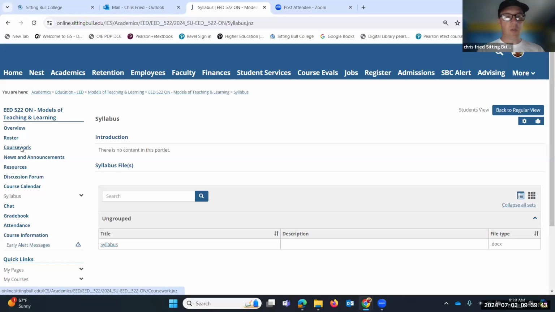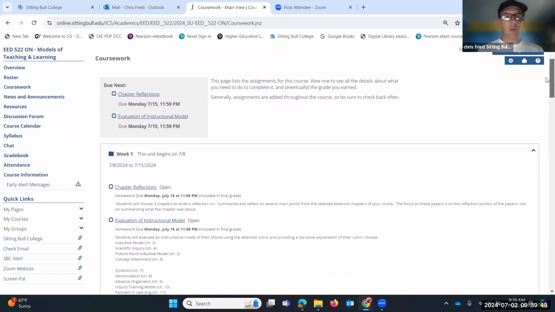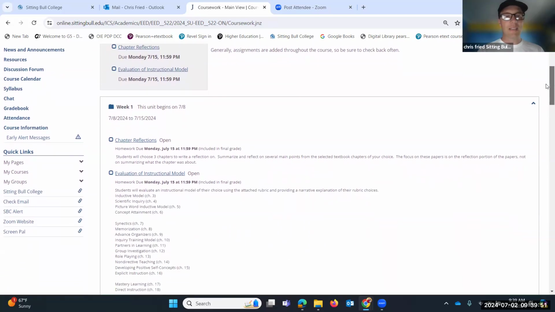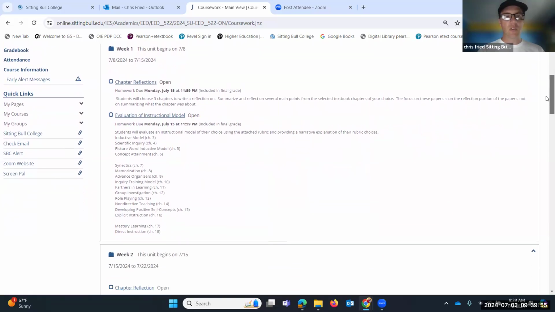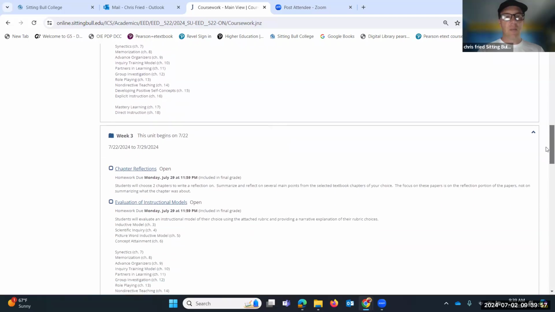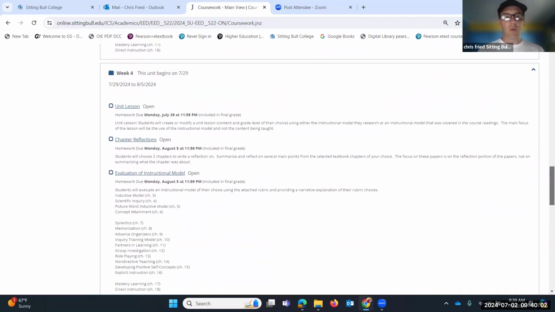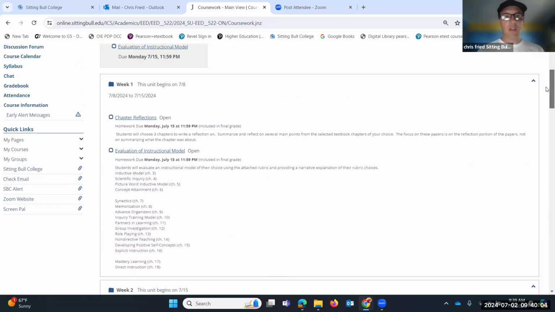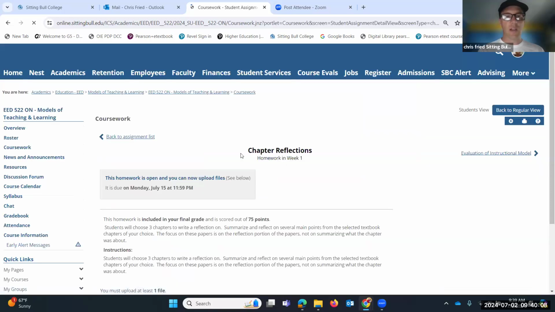Okay, so as we jump into the coursework, that's the main piece that we'll take a look at here. I've got it split up into weeks, and you can see here what is due each week. You're going to see some similarities in these first 3 weeks, and then we jump into a couple of different things. But I want to share with you about the chapter reflections here. So if I click on that.